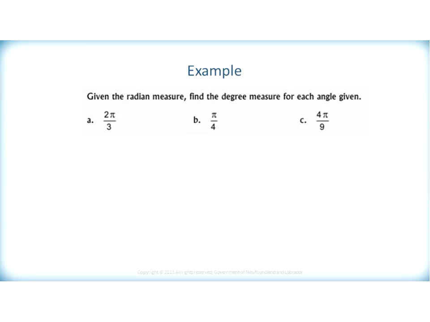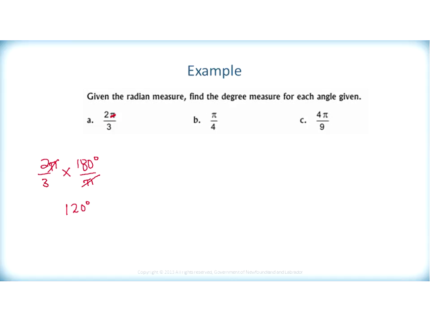So let's have a look at an example. In this case, we are given radian measure and we have to determine the degree measure for each. When determining the degree measure, we must multiply by 180 over pi in order to cancel these pi's. So we take 2 pi over 3 and multiply by 180 degrees over pi, which will give us 120 degrees.